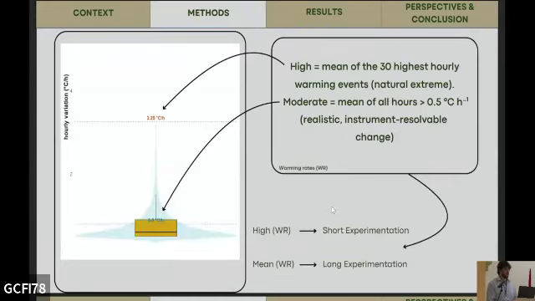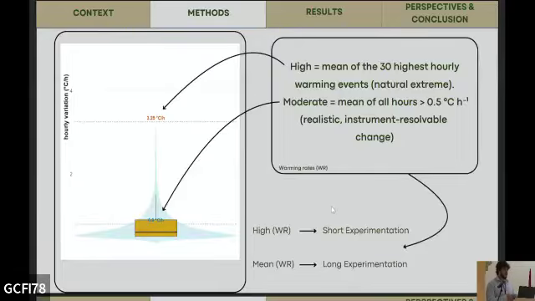So in order to do the experimentation, we had to come up with different warming rates, so a high and a moderate one. In the literature, in CTmax thermal physiology works, there's a lot of different values to do it. There's nothing generalized. What we wanted with the team was to be as precise as possible and as close to reality as possible.